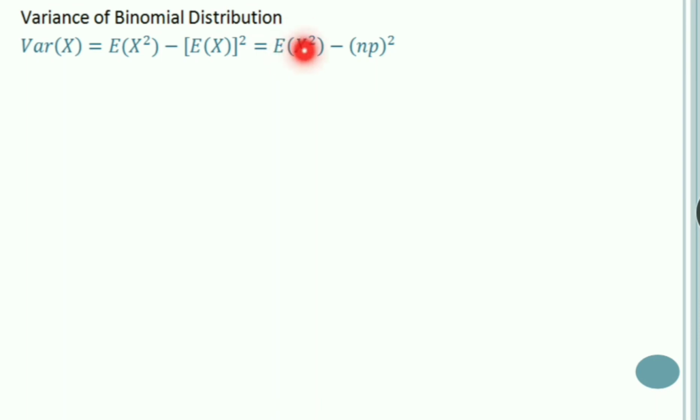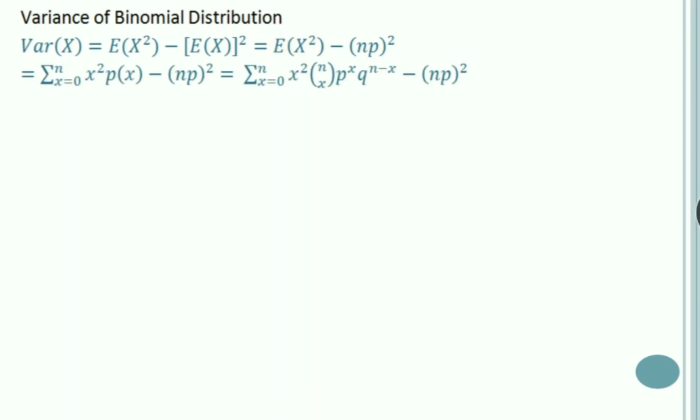Now expectation of x square. Expectation of x square will be equal to summation x varying from 0 to n, x square into p of x, minus np whole square. Now just put value of p of x here. So this is equal to x square nCx p raised to power x, q raised to power n minus x, other terms as it is. This is a very important step now.